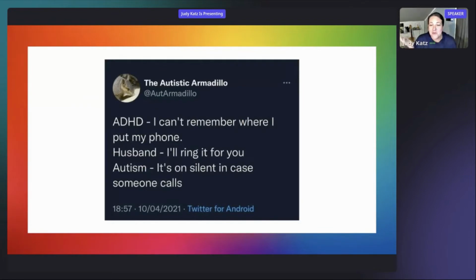So of course, the best way to learn about this is from a meme. I love this one because this is very typical of people who have both ADHD and autism. ADHD: can't remember where I put my phone. Somebody else: I'll ring it for you. Autism: it's on silent in case somebody calls. So sometimes these things intersect in very interesting ways.